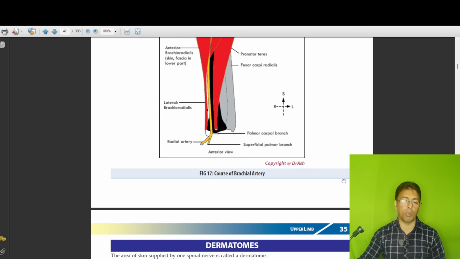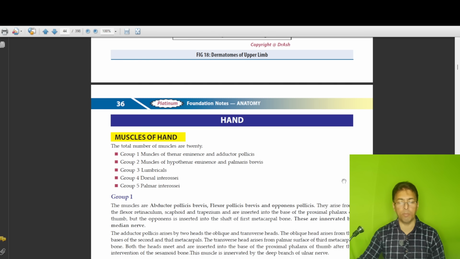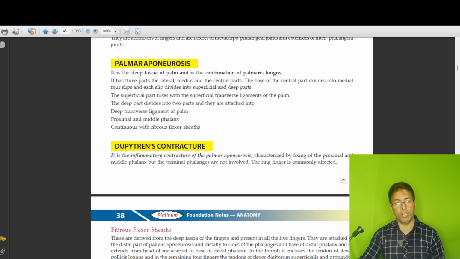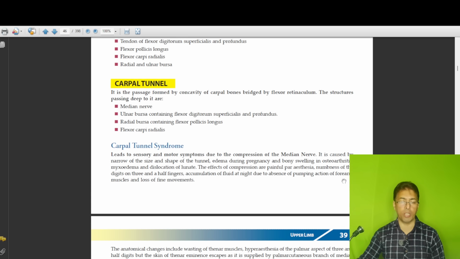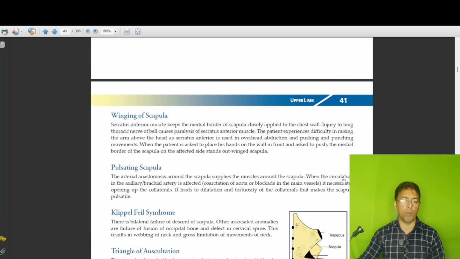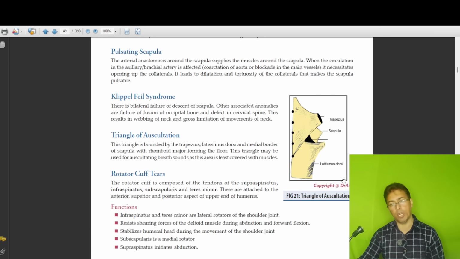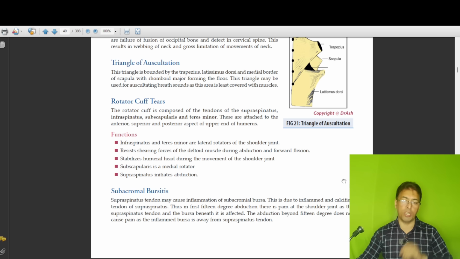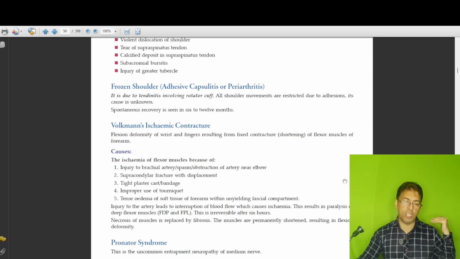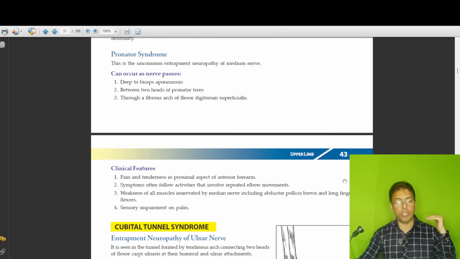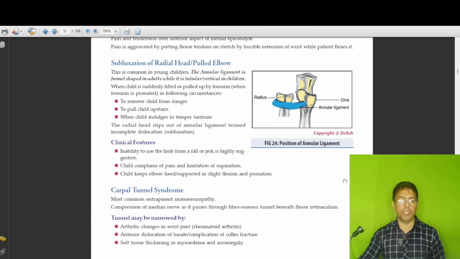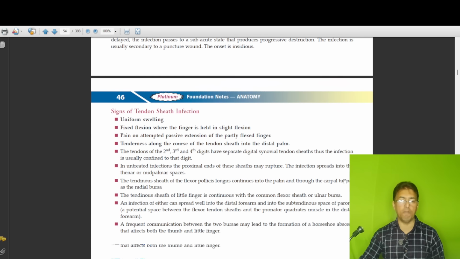the relations at the cubital fossa, the vessels, the brachial artery, the dermatomal things, the muscles of the hand, are all important clinical. Palmar aponeurosis, Dupuytren's contraction, carpal tunnel syndrome, the spaces, their importance, the anatomical snuffbox, winging of scapula, clipper field deformity, triangle of auscultation, rotator cuff tears, some things which are not given in other books. And this is the cash point of these books, that the yield of the questions in the NEET PG examinations is very, very high.